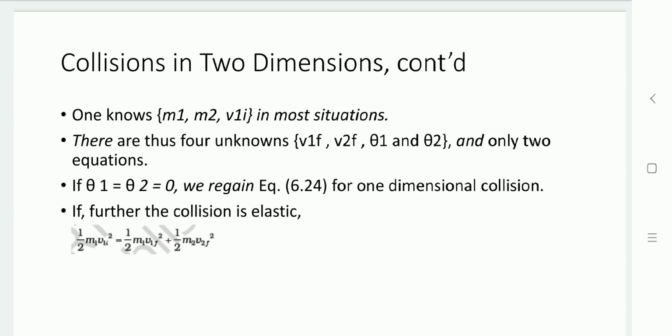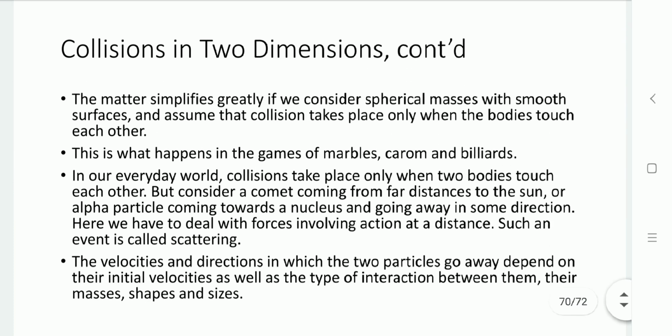Further, for an elastic collision, 1/2 m1 v1i square equals 1/2 m1 v1f square plus 1/2 m2 v2f square. This matter simplifies if we consider spherical masses with smooth surfaces and assume that the collision takes place only when the bodies touch each other. This happens in the games of marbles, carroms or billiards. In our everyday world, collision takes place only when two bodies touch each other.